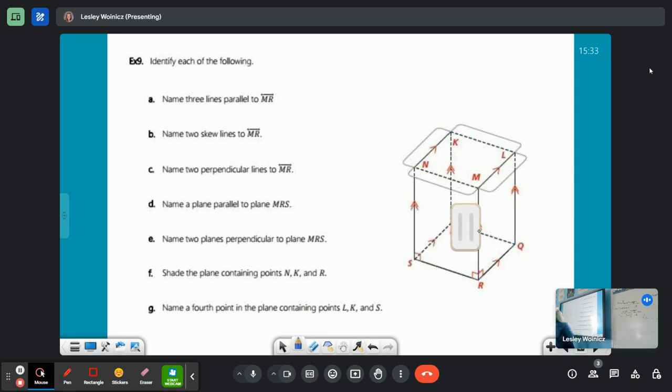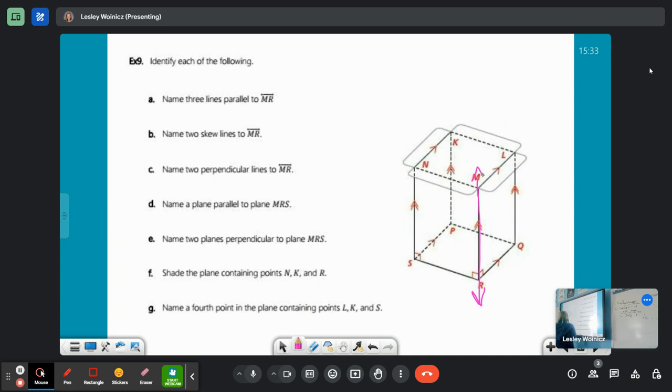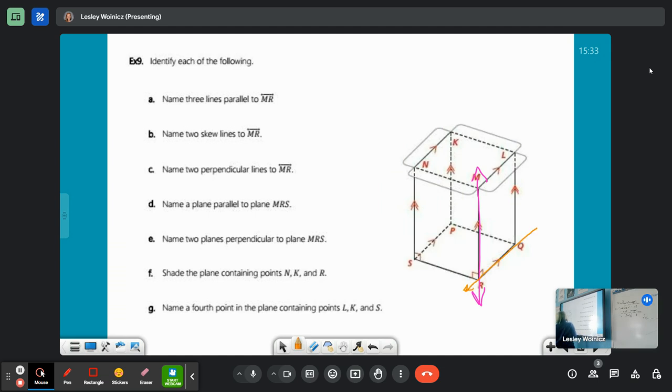All right, next one. Lines perpendicular to MR. RQ and SQ. Oh, sorry. You said it right. RQ and SR. Good. Those are both perpendicular because we have these little boxy symbols. Okay. LN also works. Yes, but we don't know why yet. Oh, okay. You're right, but we can't prove it yet. But your intuition is good. Yes. Okay.